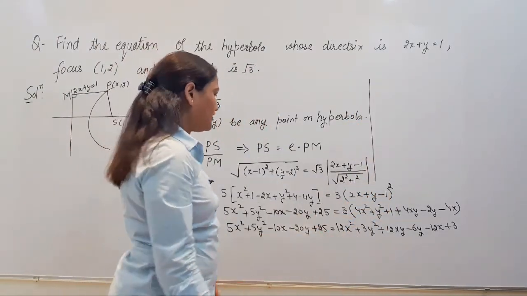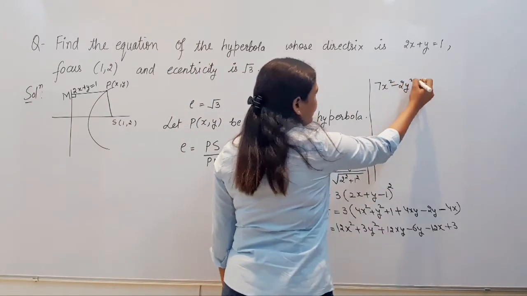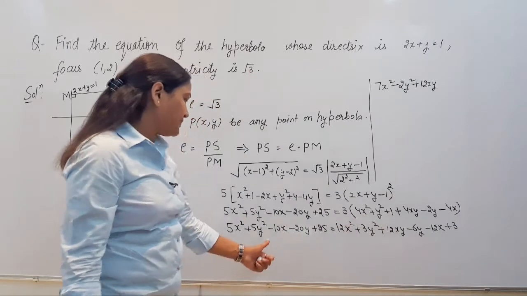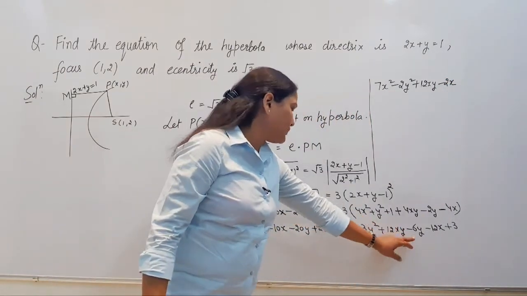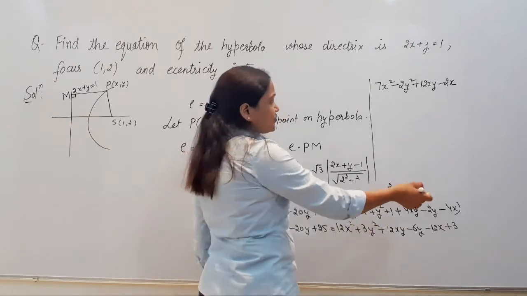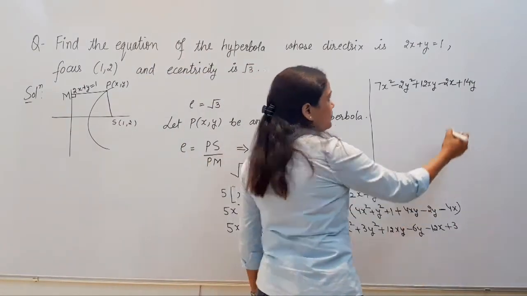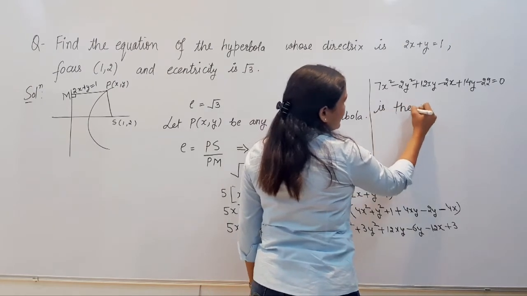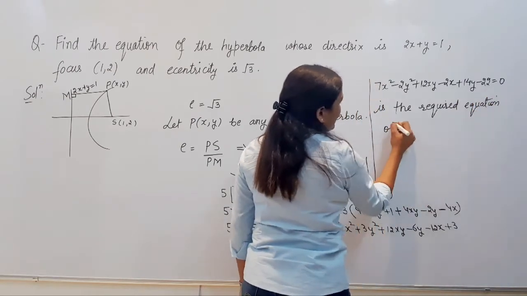5x² को अगर आप यहाँ शिफ्ट करेंगे इट विल बिकम 7x². 5y² को आप यहाँ पर शिफ्ट करेंगे इट विल गिव यू −2y². xy का टर्म आपका 12xy रह जाएगा। माइनस 12x में ये प्लस 10x ऐड होगा इट विल गिव यू −2x। −6y में प्लस 20y ऐड होगा देन इट विल गिव यू +14y, और ये −25 वहाँ चला जाएगा तो इट विल गिव यू −22 = 0, and this is the required equation of hyperbola.